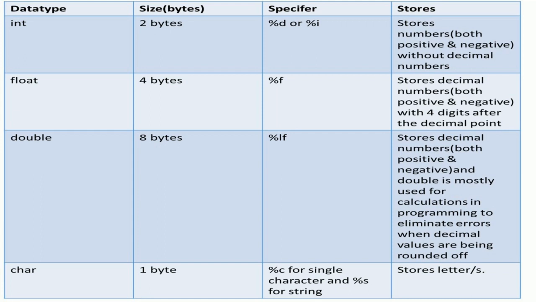The next is char, that is character, and it stores 1 byte of space, %c for single character and %s specifier for string. If you talk about technology, then technology is a string which is a combination of letters, whereas if you talk about single letter A, then it is known as character, and for storing character A, %c is a specifier and it stores letter or letters.